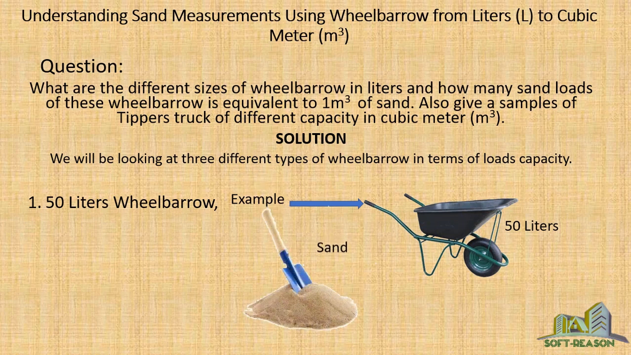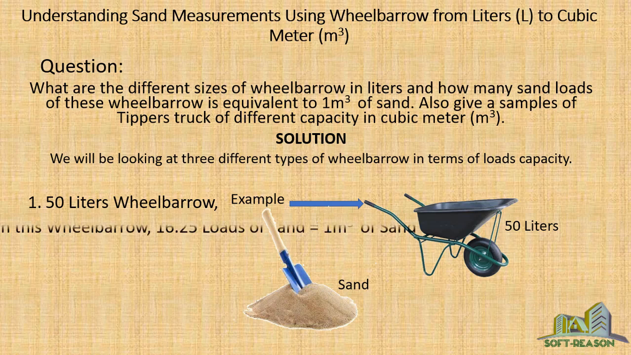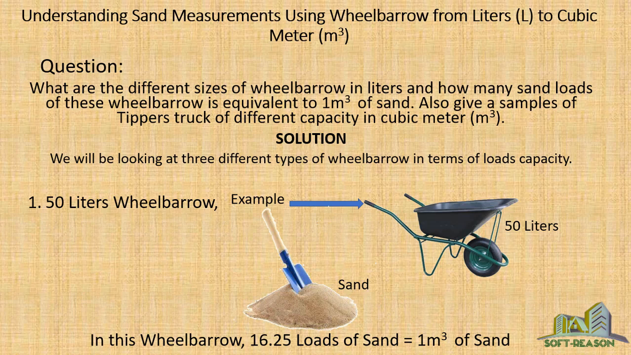All right, so this wheelbarrow is capable of carrying 16.25 loads of sand. 16.25 loads of sand of this wheelbarrow is equivalent to 1 meter cube of sand. So you can be able to have a 1 meter cube of sand when you have been able to measure 16.25 loads of this 50 liters wheelbarrow. We want to go straight away to the number two type of wheelbarrow.